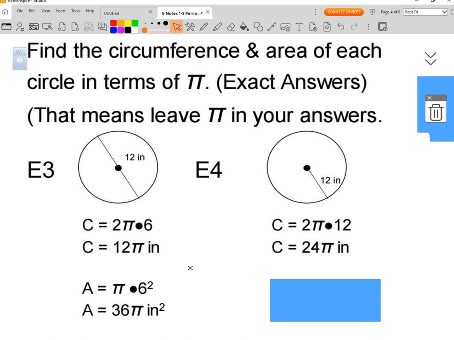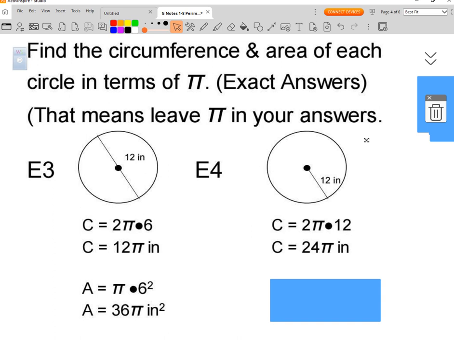If we wanted to approximate the area, 36 times pi, if they don't tell you, you can use the pi button. If they do tell you, then use what they ask you to. But if you approximated this answer, it's 113.10 rounded to the nearest hundredths place, inches squared.